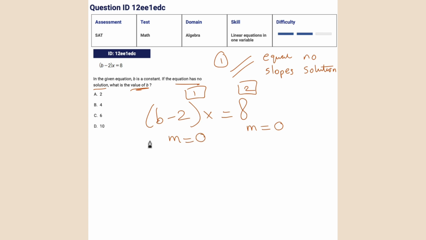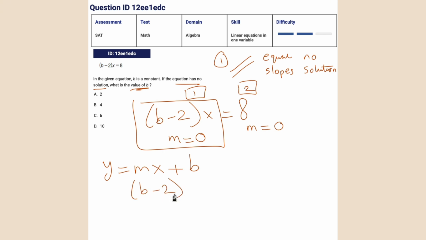Okay, so now let me tell you something. Here, let's just concentrate on this. y equals mx plus b, correct? And I just said this is equal to 0. Let's just take our equation here: b minus 2, times x. We don't have any y intercept here, okay? Because it's actually this one. I'll explain it to you later. Anywho, we don't have any y intercept. Here, I said that this is 0, correct? So all of this is equal to 0.